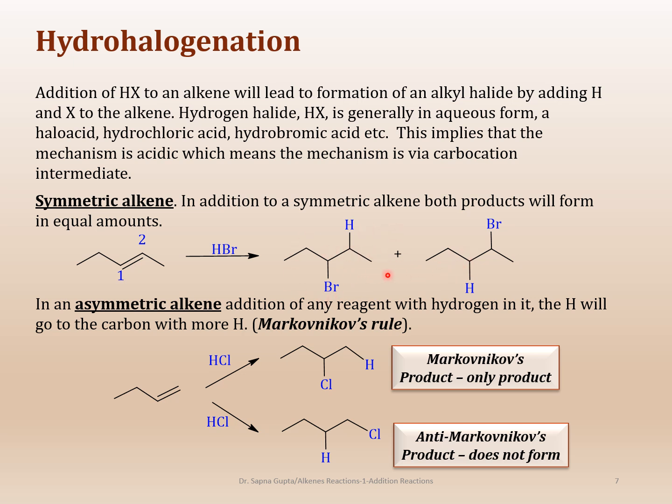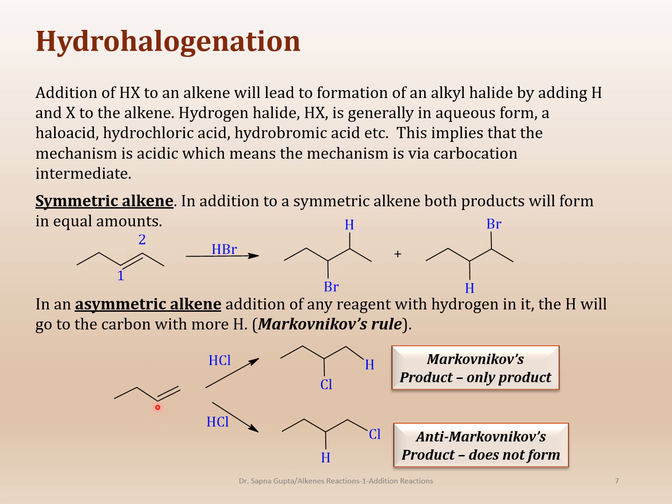And these 2 products are different. This one is 3-bromopentane, and this one is 2-bromopentane. So you're getting 2 products in this case, not because it's a symmetric alkene, but because it's asymmetric in the sense that you have a methyl group and an ethyl group, yet symmetric in the sense that you have a carbon and a hydrogen on both of those 2 carbons.